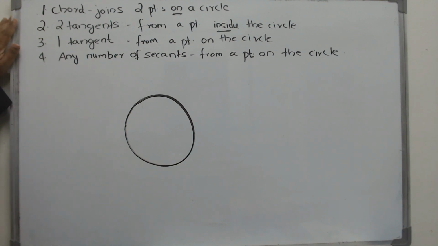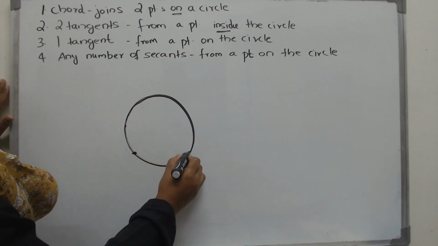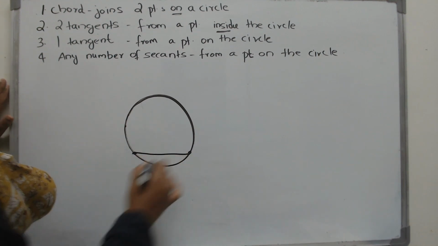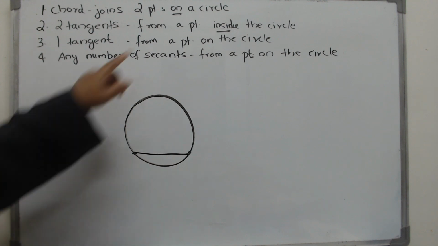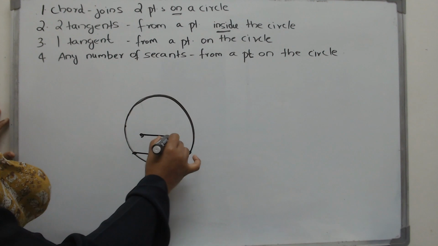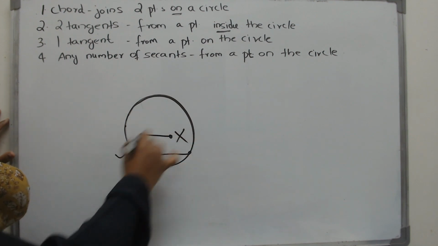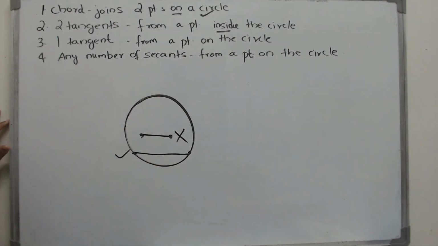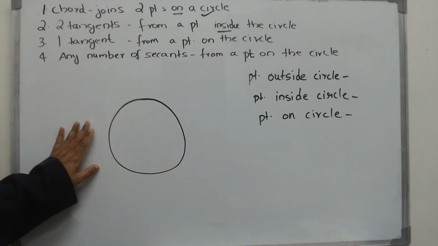Now what does the first statement say? A chord joins 2 points on the circle. Is that true? Yes. The points have to be on the circle. They cannot be inside the circle. Please note that. So your first statement is correct. Now we move on to tangents.